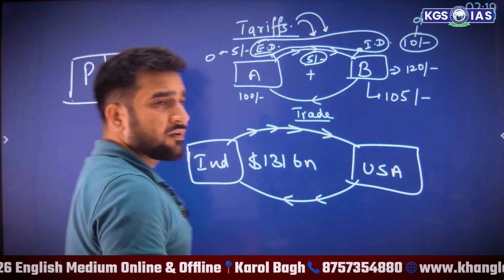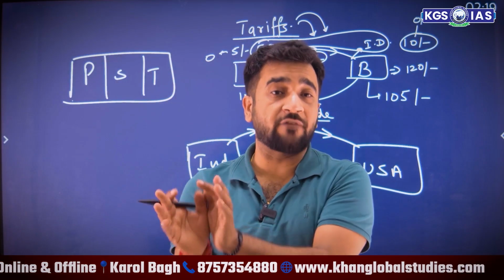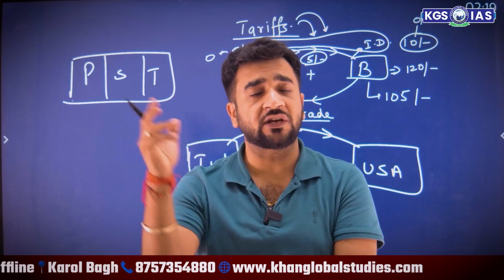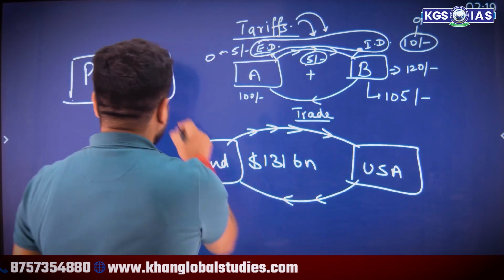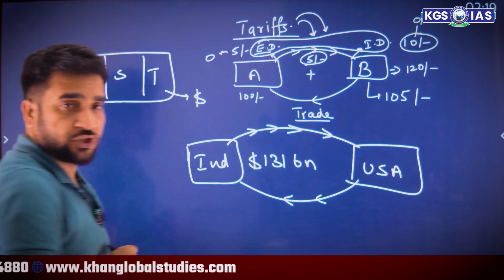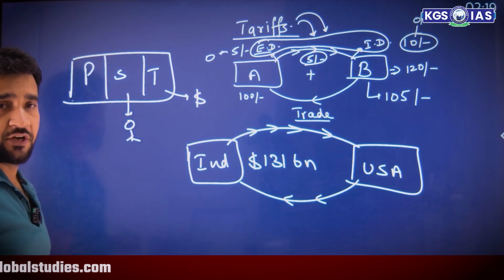Primary is agriculture, mining. Secondary is industries, manufacturing, where goods are being manufactured, and tertiary is the service sector. Tertiary sector has the highest value generating potential. Secondary sector has the highest employment generating potential.